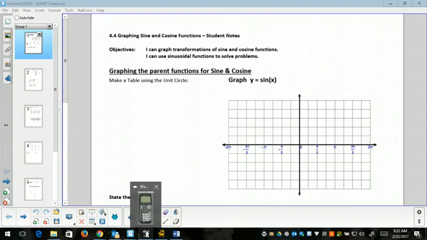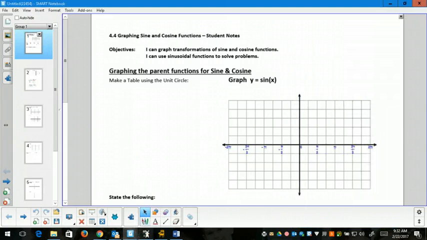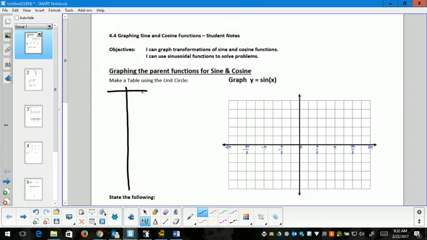Circle, our table from our unit circle. Our x is really theta, it's the angle that we plug in, and our y is just the parent function sine of x. From our unit circle, we have 0 all the way to 2 pi, so we're just going to get the quadrantal angles right now.